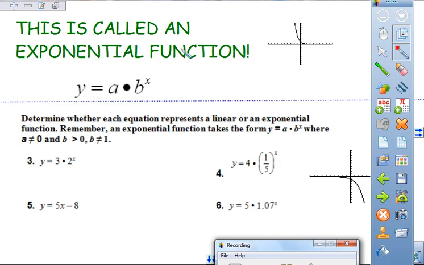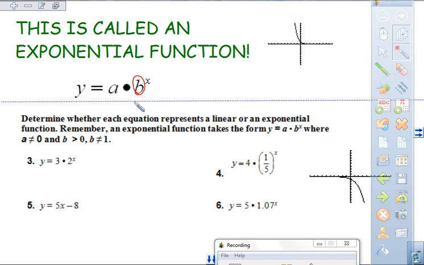So let's review our functions again. This is an exponential function where this is our growth rate. If it's bigger than 1, it's growth. If it's less than 1, it's decay. Determine whether each equation represents linear or exponential. So number 3, here's my A, here's my B, so this is exponential. Number 4, here's my A, here's my B, and this is exponential.